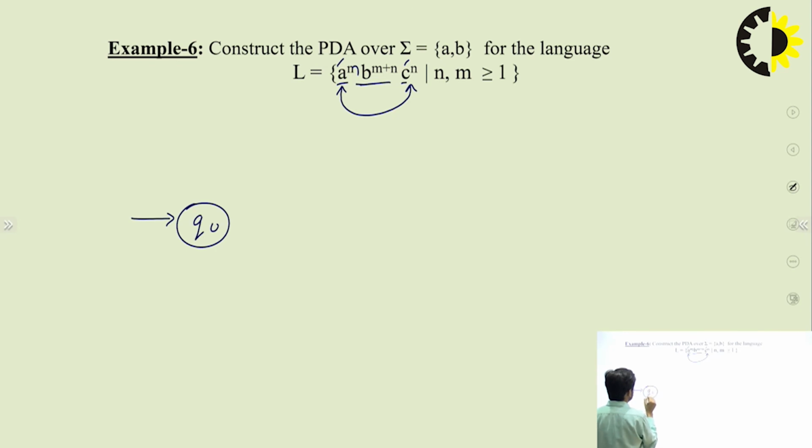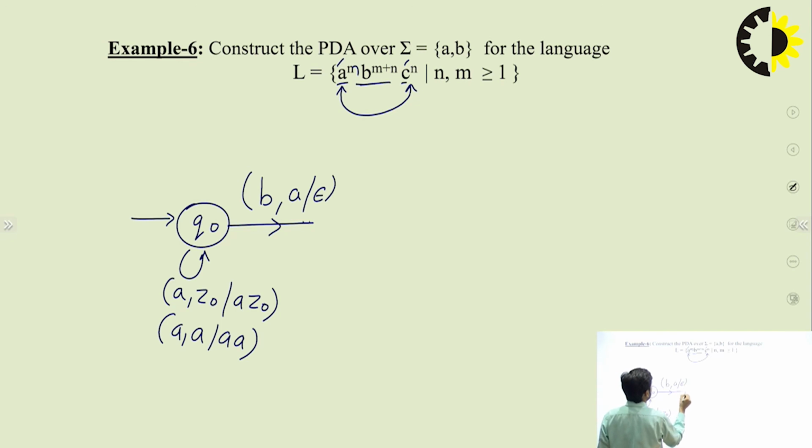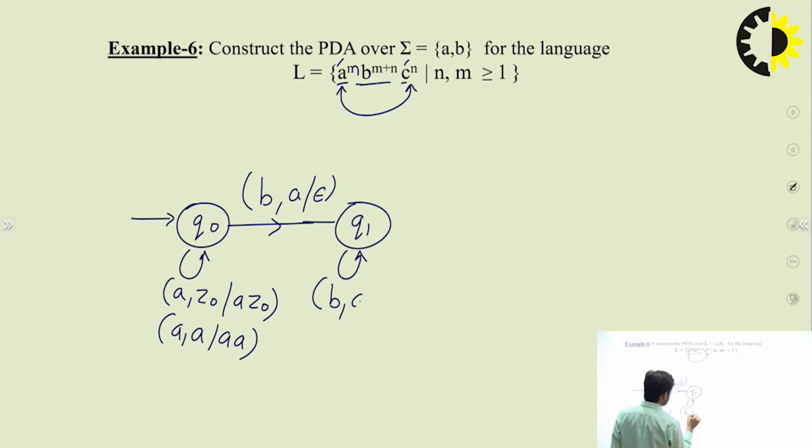I am at state Q0. When input is A, top of the stack is Z0, we push A. Input is A, top of the stack is A, we push A. We push all the A's. Now corresponding to B, when B is the input, top of the stack is A, we pop A. Now I am at state Q1. Now input is B, top of the stack is A, we keep on popping A.